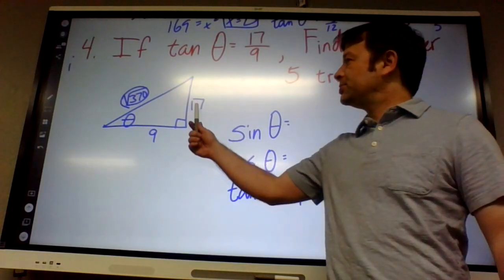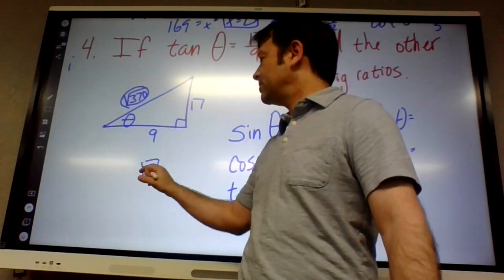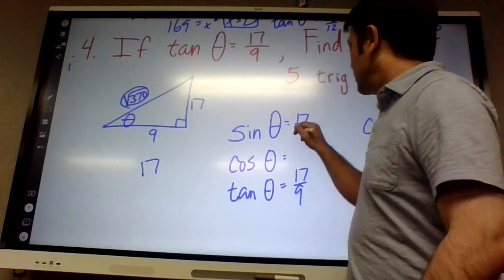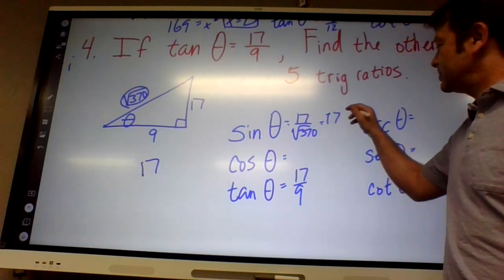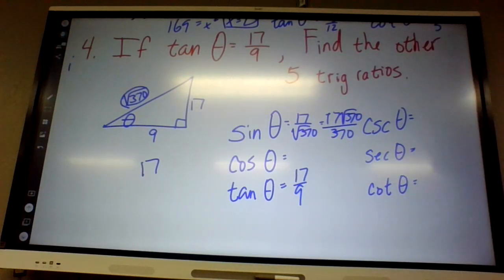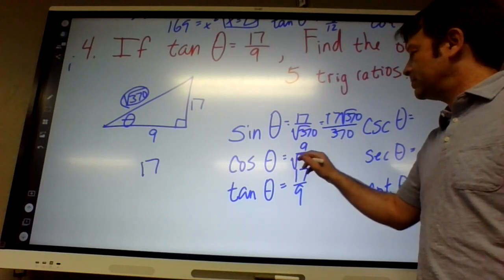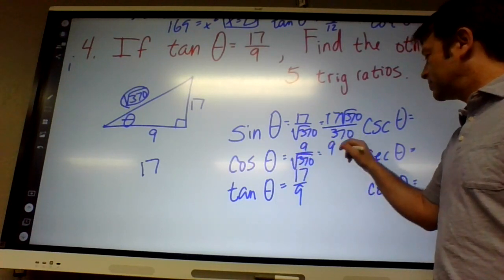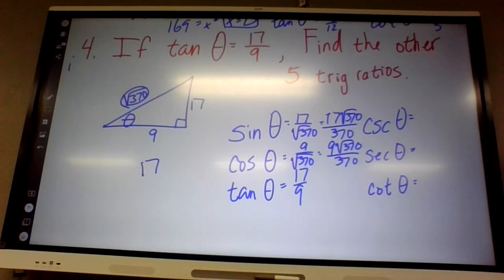Sine is opposite over hypotenuse. So it's 17 over square root of 370. Not nice, right? No. But you just multiply by square root of 370, so it's just 17 square root of 370 over 370. Cosine is adjacent over hypotenuse, so it's 9 square root of 370 over 370.